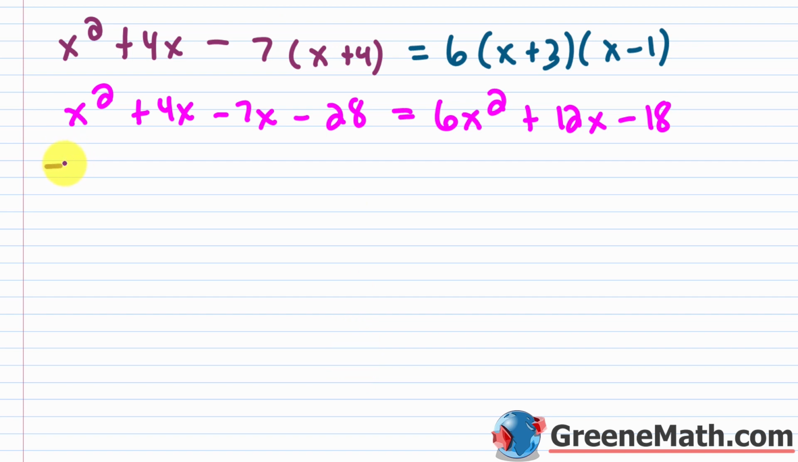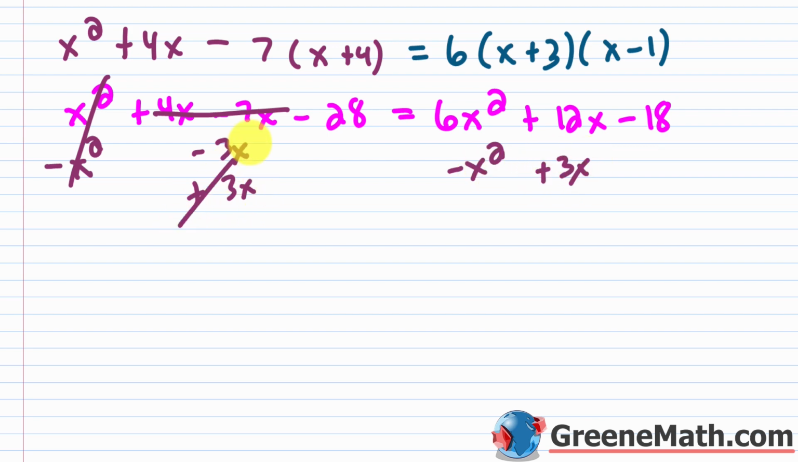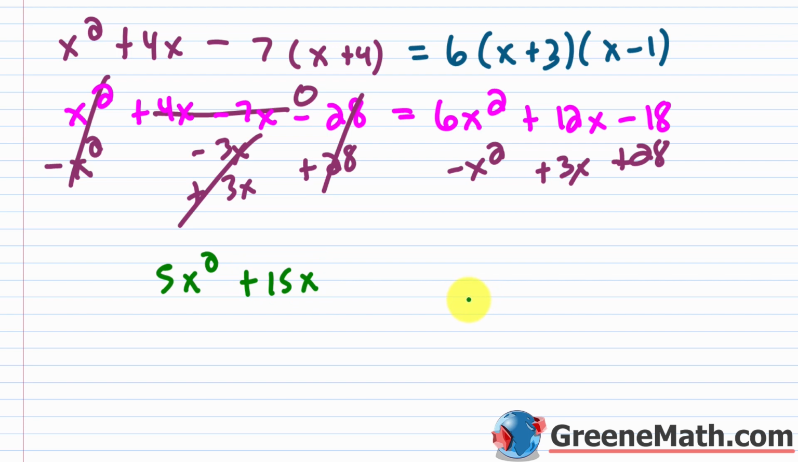So let's go ahead and subtract x squared away from each side. This will cancel. And then 4x minus 7x is going to be negative 3x. So let me just write here that this is negative 3x. I'm just going to line that out. And then basically I would add this 3x to both sides, and then I'll cancel this away. And then I'm going to add 28 to both sides, and then I'll cancel this away. So this is 0 over here. And I'm just going to flip the sides because I like my variable to be on the left. So I'll say 6 minus 1 would be 5, so this is 5x squared. And then 12 plus 3 is 15, so plus 15x. And then negative 18 plus 28 is 10, so plus 10. And this equals 0.